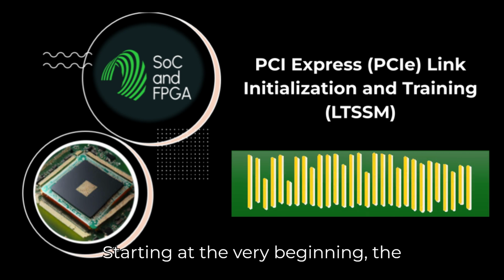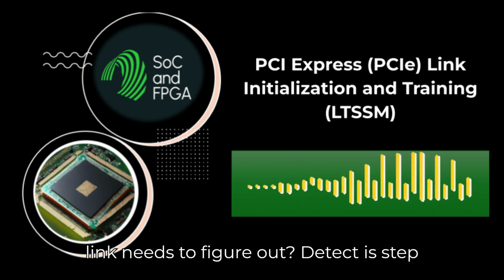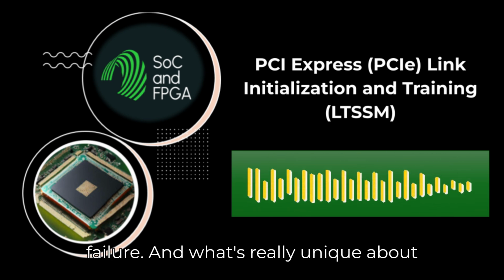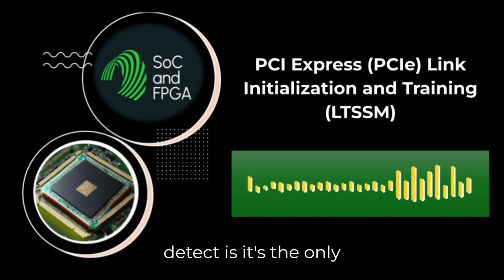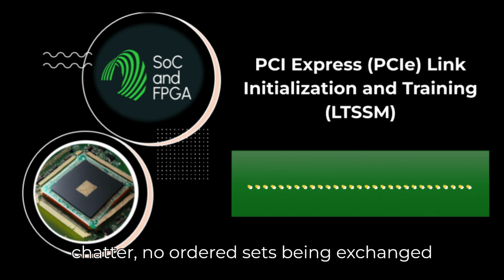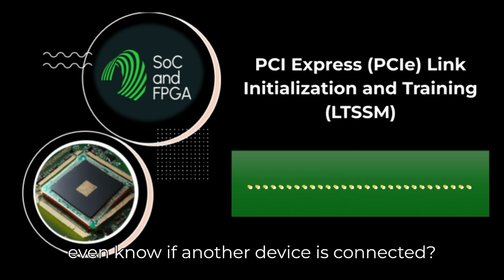Starting at the very beginning, the detect state. What's the first thing the link needs to figure out? Detect is step 0. It's the state right after a reset, or maybe if there's a link failure. And what's really unique about detect is it's the only LTSSM state where there's no digital chatter, no ordered sets being exchanged yet. So how does it even know if another device is connected?